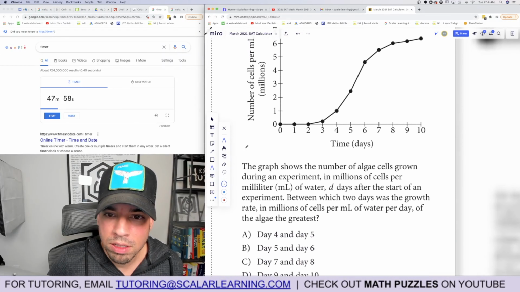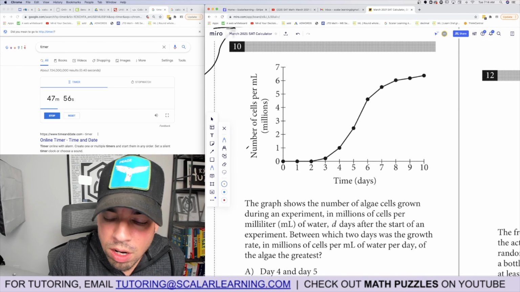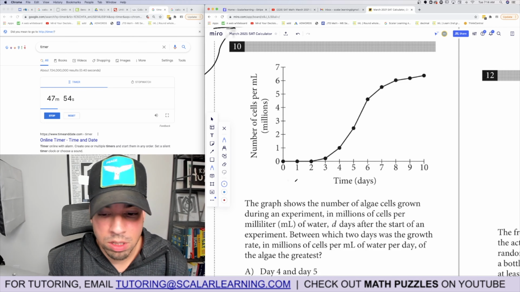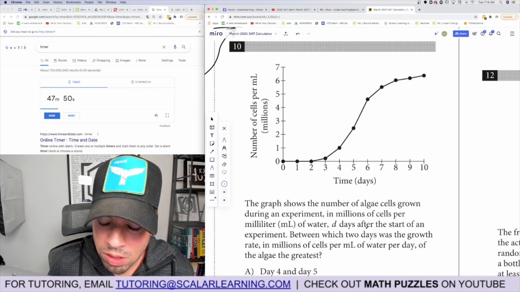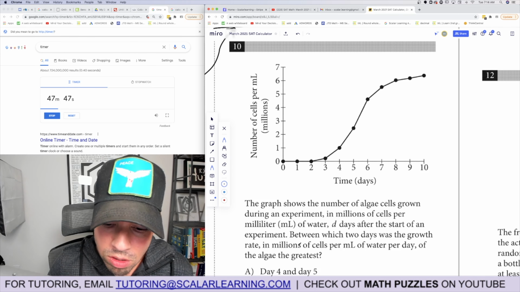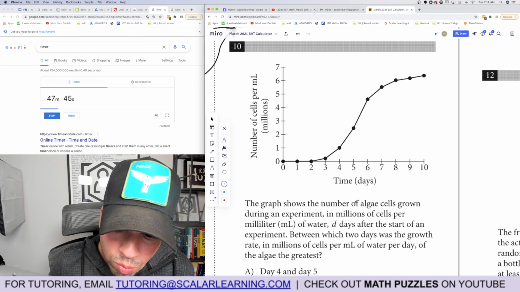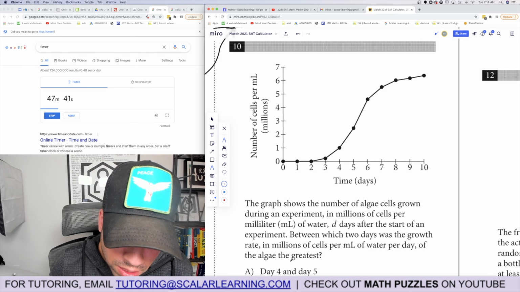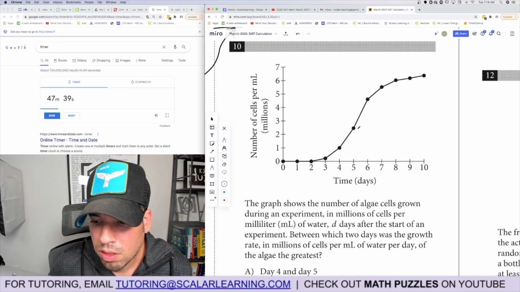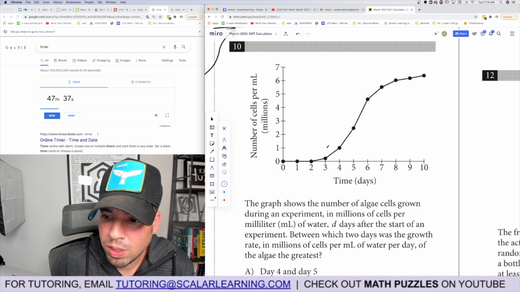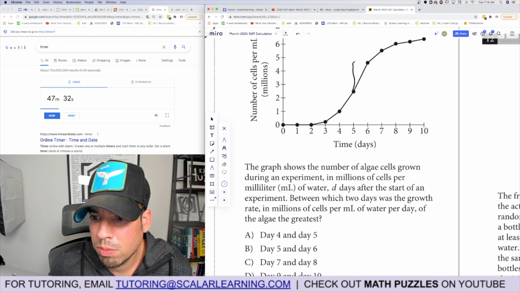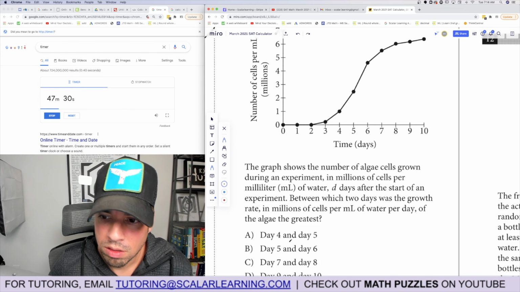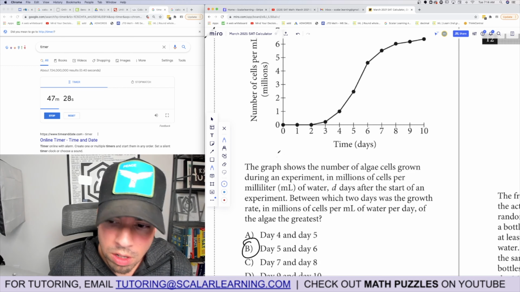Number 10. Okay, now we're on to a new problem. It's not the North Dakota scenario. The graph shows the number of algae cells, in millions of cells per milliliter, d days after the start of an experiment. Between which 2 days was the growth rate of the algae the greatest? Between 5 and 6, because it jumps the most right there. Nice, straightforward.